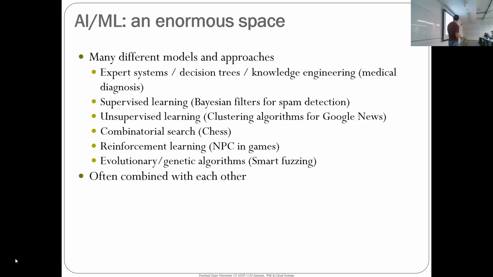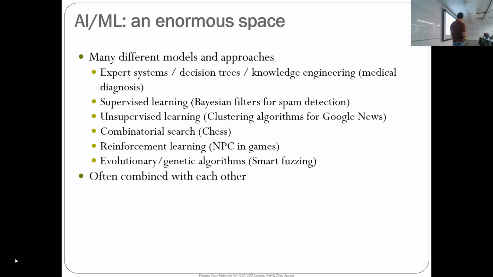Here are some examples. You have expert systems and decision trees. This is being used for medical diagnosis. So this is what the doctor is sitting here asking you a bunch of questions. You can automate the decision tree in the doctor's head using machine learning algorithms. And they've got, I guess IBM's Watson is better than your average physician in diagnosing based on the patient's answers.